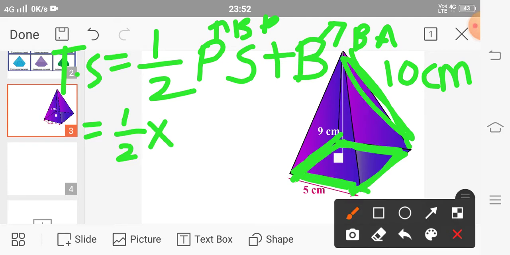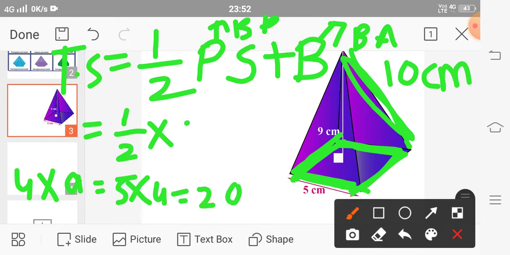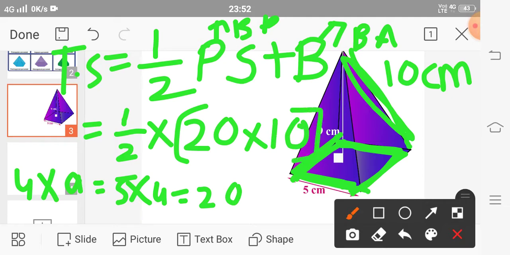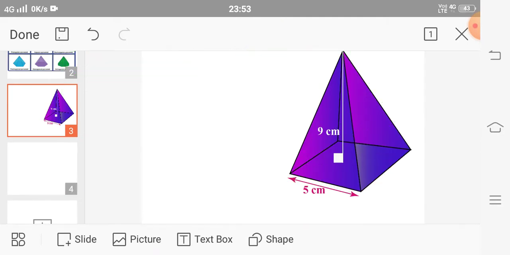What is the perimeter of this square? Perimeter of a square equals 4 into A, that equals 5 into 4 is equal to 20. So 20 into S, the slant height, that equals 10 centimeters, and plus B is the base area. Base area is length into length, side square, is equal to 25.